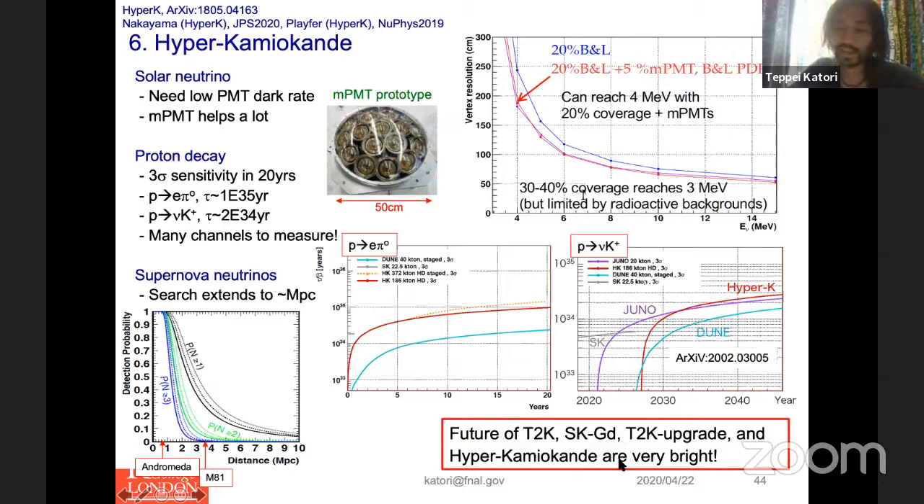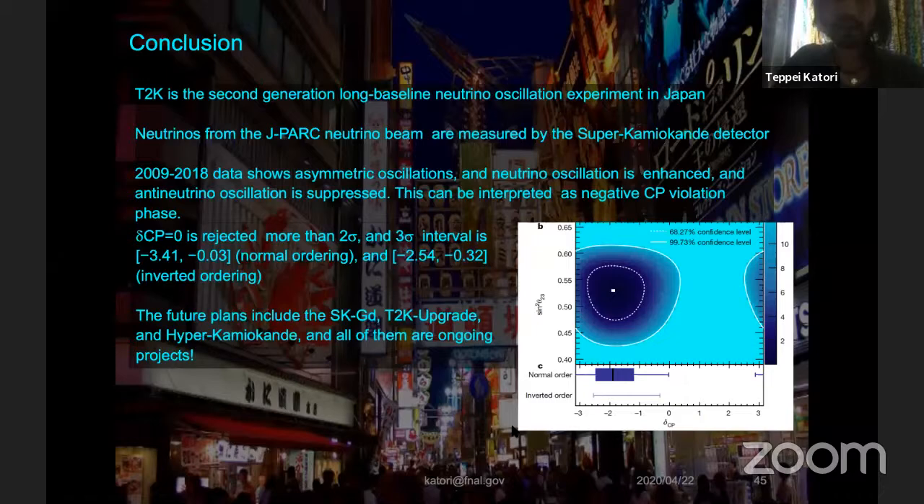So the future of T2K, SKGD, the T2K upgrade and Hyper-Kamiokande, I think all of them look very bright and great. So let me make my conclusion. T2K is a second generation long baseline neutrino oscillation experiment in Japan. The neutrino beam is from J-PARC and measured by Super-K. In this analysis, the data from 2009 to 2011 was used, and the oscillation showed asymmetric behavior. You see the enhancement for neutrino mode and the suppression for antineutrino mode. This can be interpreted as a negative CP violation phase. As the data shows, this is the preferred region, and you see the closed 3 sigma contour. And we have a lot of future plans, including SKGD, the T2K upgrade and Hyper-Kamiokande, and all of them are ongoing projects. So thank you for your attention.